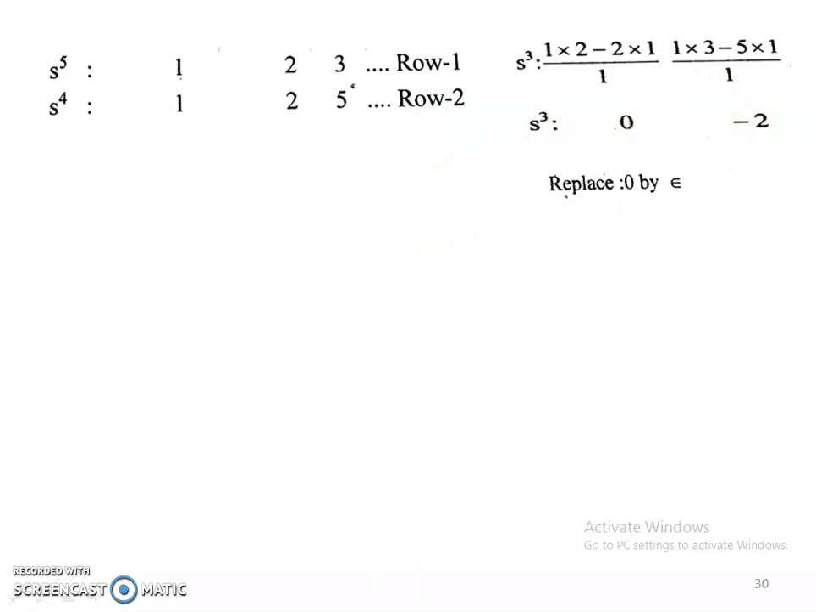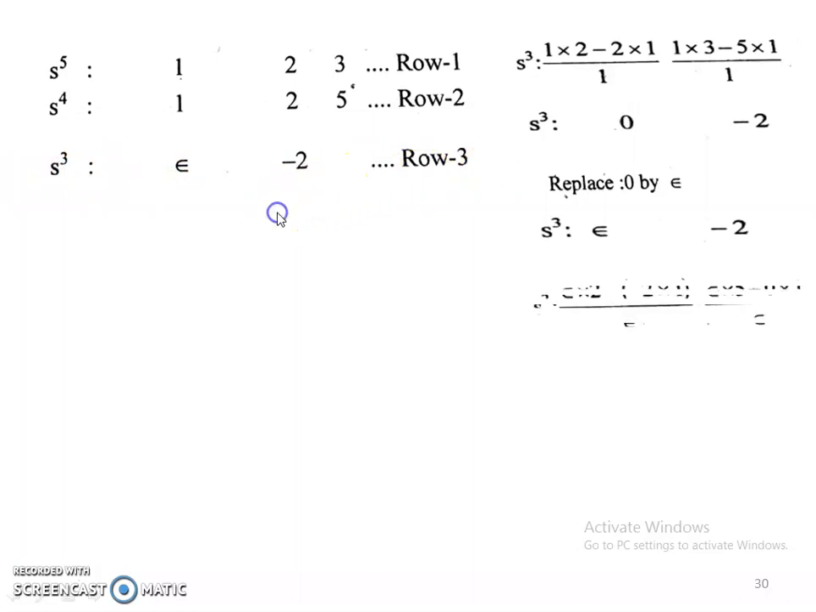Now here you are having an element as 0. So what we are going to do is replace the 0 by epsilon. In the row s cube, instead of 0 we are putting epsilon and we are writing the next element as it is. So we are getting the row of s cube as epsilon, minus 2. Now we are going for the next row.